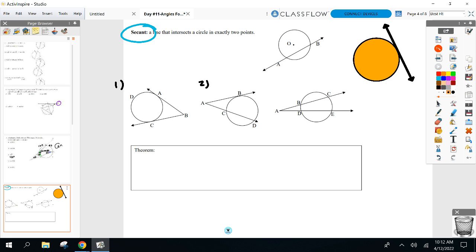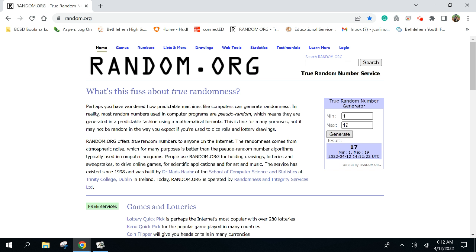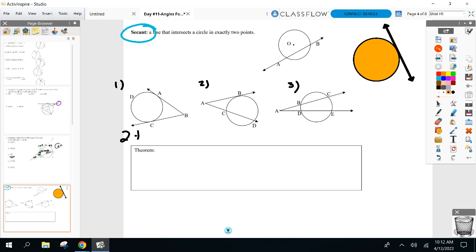Now that we know that, I have 3 diagrams up here, all forming an angle on the outside of the circle. Before I show you how to find the angle, I want to go through 3 of you right now and say, how is angle B formed here? Angle B is formed by 2 tangents.